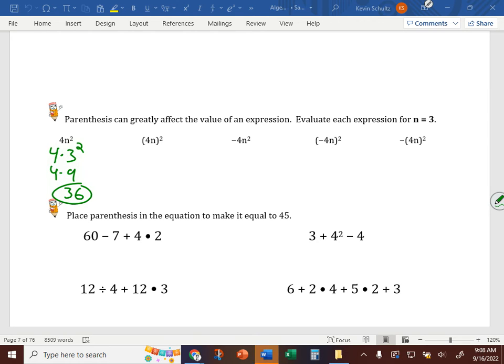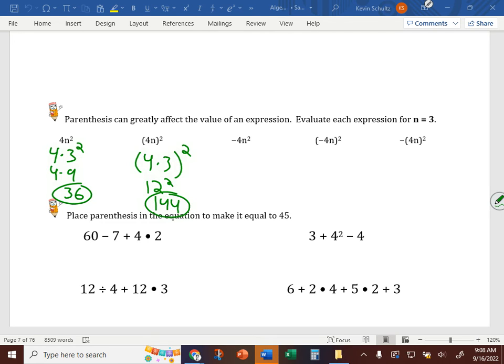But adding parentheses around the 4 and the n changes that, right? Now, this says 4 times 3 in parentheses, and we're squaring that. So in this case, what do we need to do first? Now we multiply. And that gives us 12 squared, and there's our 144. So parentheses can greatly affect a value. They seem such a small, simple thing, but they can greatly affect a value. So pay attention to that as you go along.